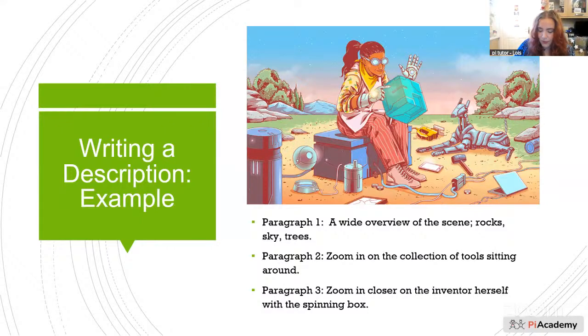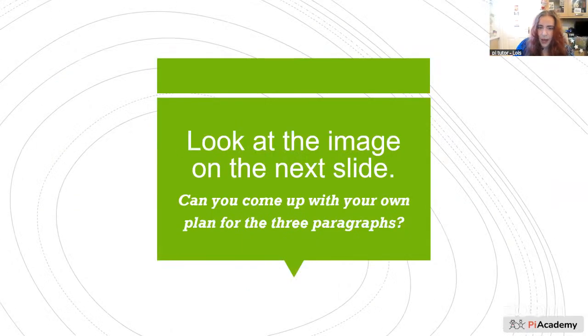Okay, brilliant. Right, let's move on. We're going to try one more of these, and I've got another image for you to try. And all you're going to do, same thing again, look at the image and come up with your own plan for the 3 paragraphs. Paragraph 1, 2, 3. Zooming in slowly. Remember that paragraph 1, try and make it as broad and as wide as possible. And paragraph 3 should be the most closely zoomed in.